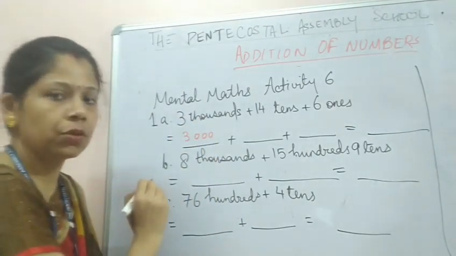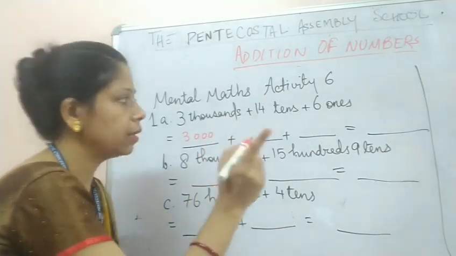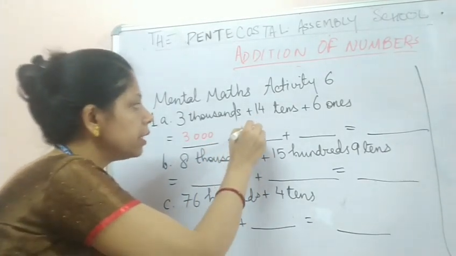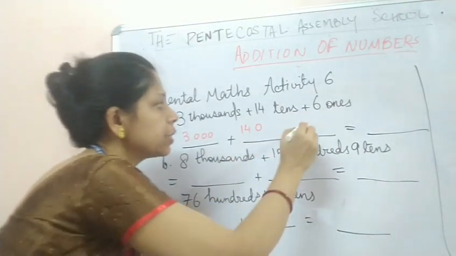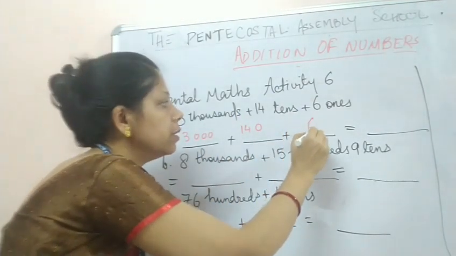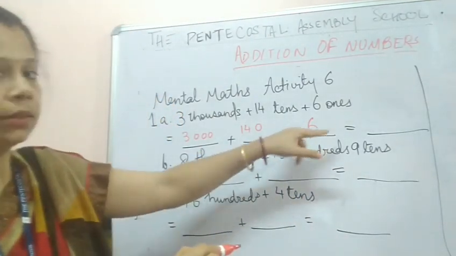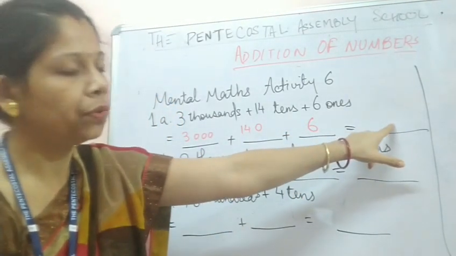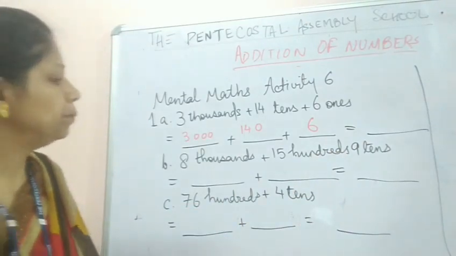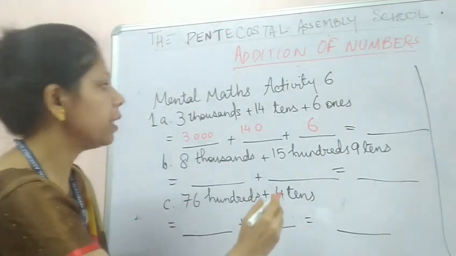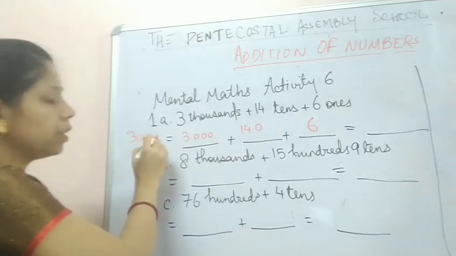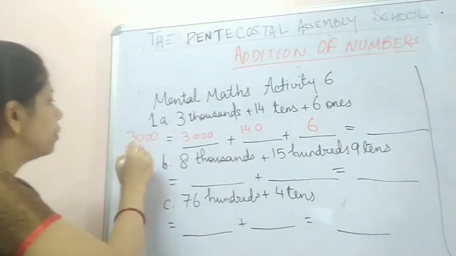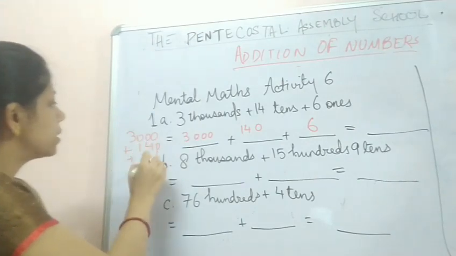3000. Okay, 14 tens. What do you mean by 14 tens? That is 14 into 10, 140, isn't it? And 6 ones means 6 into 1, 6. Add it and write the answer over here. So what will be the answer? Okay, let us add it over here. 3000 plus 140 plus 6.